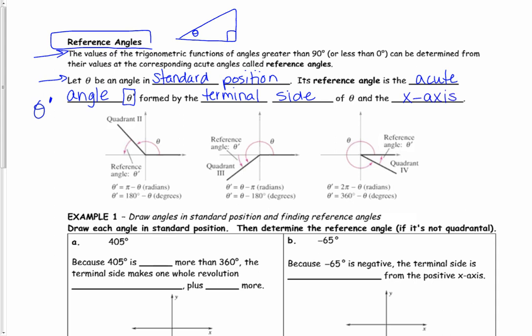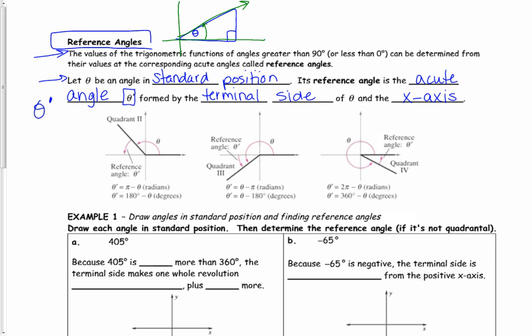All right, so let's look at what would happen. Let's start back with the triangle we had above for just one second. If I had this triangle and I threw it into a coordinate system where my terminal side was up here, then theta would be its own reference angle because it is the angle in standard position, it's acute, and it's formed between the terminal side and the x-axis. So theta can be its own reference angle.